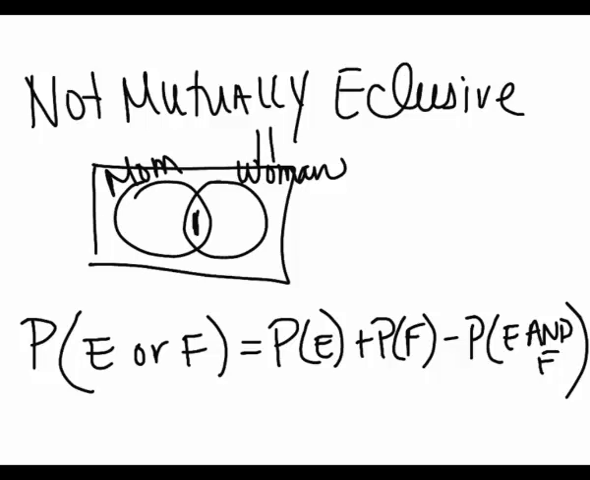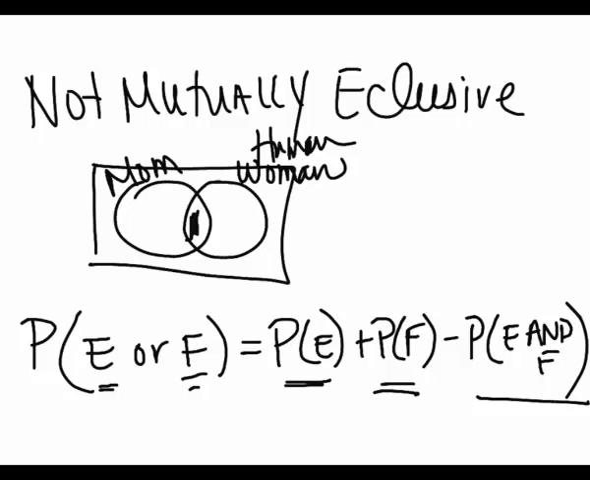You could be a mother and not be a woman. Like, I'm saying a human woman. Does that make sense? You can be a female whale and be a mom, and you're not a human woman. So you have an overlap in between. Well, if you have those type of events, then the probability of the event E or F happening would be the probability of E plus the probability of F, and you would have to subtract the probability of E and F because you're counting them twice.